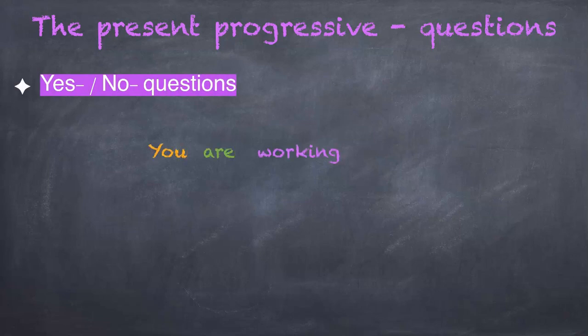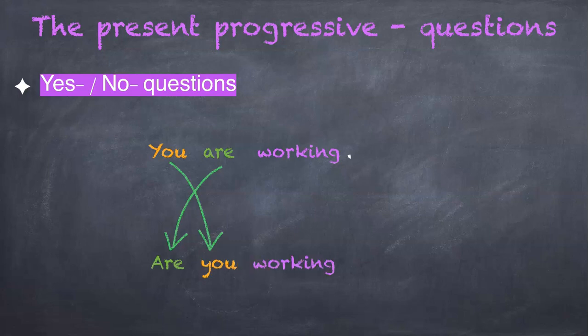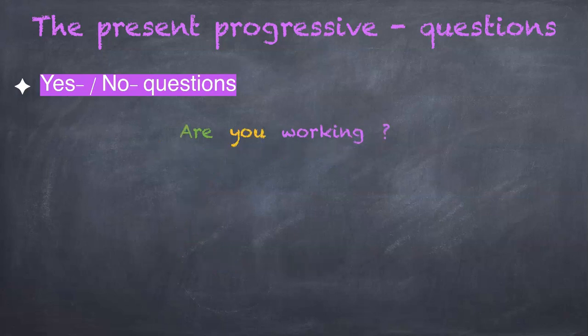For example, "you are working" is a sentence in present progressive, and now when we want to make a question out of this sentence, we have to swap the subject and the form of be. So we start with the form of be, "are", then we have the subject, and then we have the verb with the ing form, and in the end, of course, it's a question. We need a question mark. So let's look at the structure. The question is, "Are you working?"